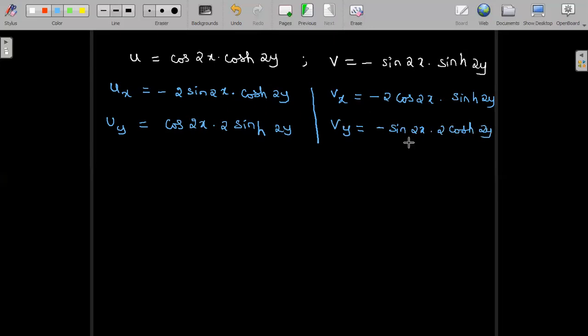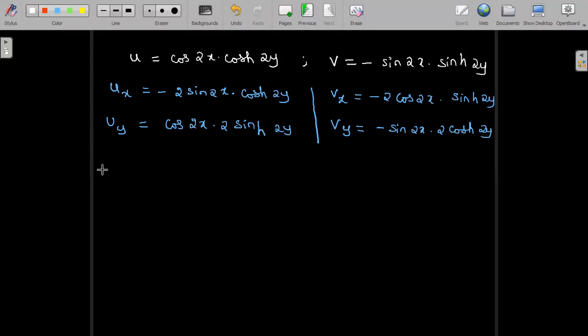Now we observe whether the CR equations are satisfied or not. We observe that the CR equations, that is ux is equal to vy and vx is equal to minus uy, are satisfied. Observe ux also has a minus sign and vx also has a minus sign. So minus 2 sine 2x into cos hyperbolic 2y, they are satisfied. And vx is equal to minus uy. There is a minus sign here for vx, but there is no minus sign for uy. So the CR equations are satisfied.